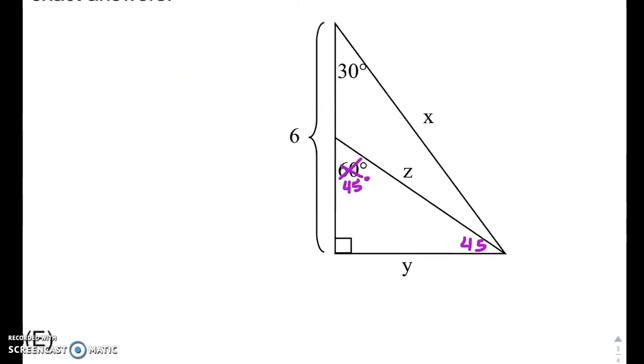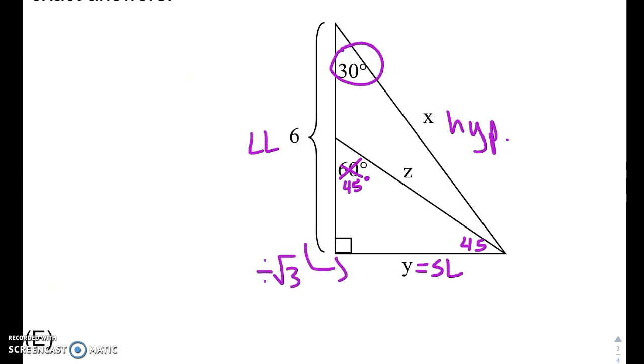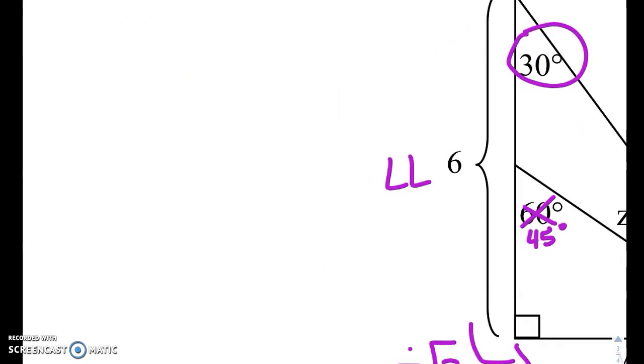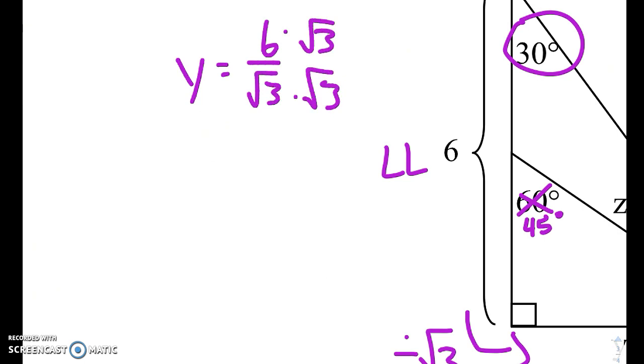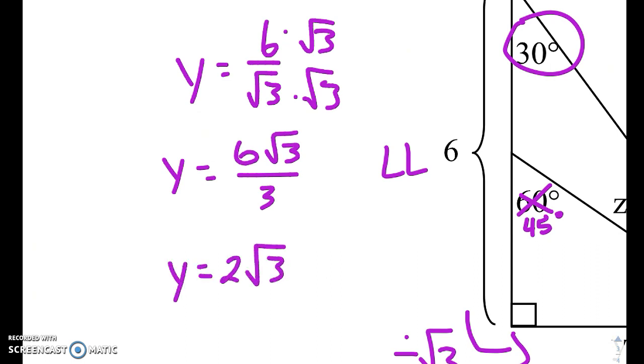And so we need to compare, starting with the big triangle. Always start with the big triangle. Okay, so the big triangle is a 30, 60, 90 triangle. And the 6 right here is the long leg because it's across from 60 degrees. The y is the short leg, and the x is the hypotenuse. So we need to go from long leg to short leg, and we divide by radical 3. So y equals 6 divided by radical 3. Must rationalize. So y equals 6 radical 3 divided by 3. So y equals 2 radical 3.